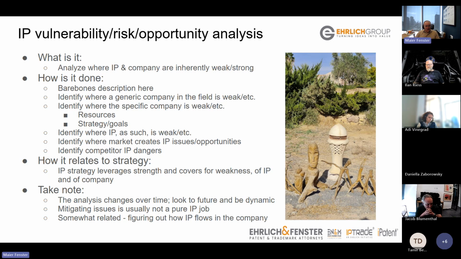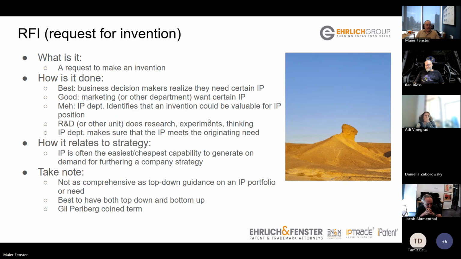Now, this is, of course, super dynamic. So you can't just do it once. Gil taught me this term, RFI, request for invention. Okay, so request for invention is when somebody asks the company to make the invention. The best thing it could be is if the business decision makers realize that they need IP in order to do something. Why is it the best? It means they care about IP.